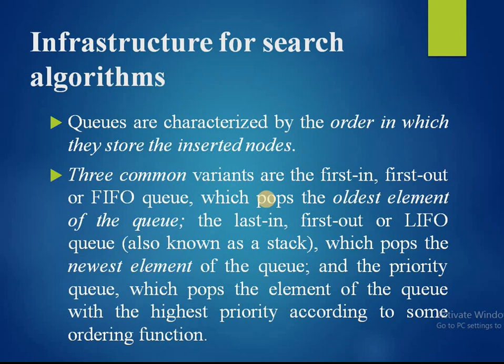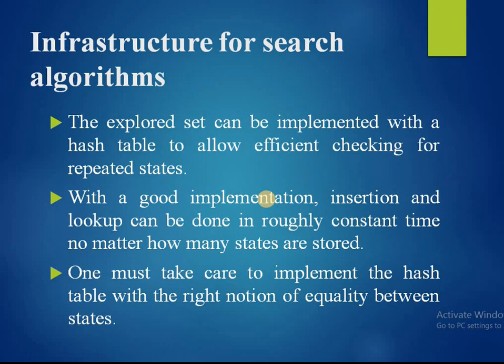Queues are characterized by the order in which they store the inserted nodes. Three common variants are the first in, first out or FIFO queue, which pops the oldest element of the queue; the last in, first out or LIFO queue, also known as a stack, which pops the newest element of the queue; and the priority queue, which pops the element of the queue with the highest priority according to some ordering function.